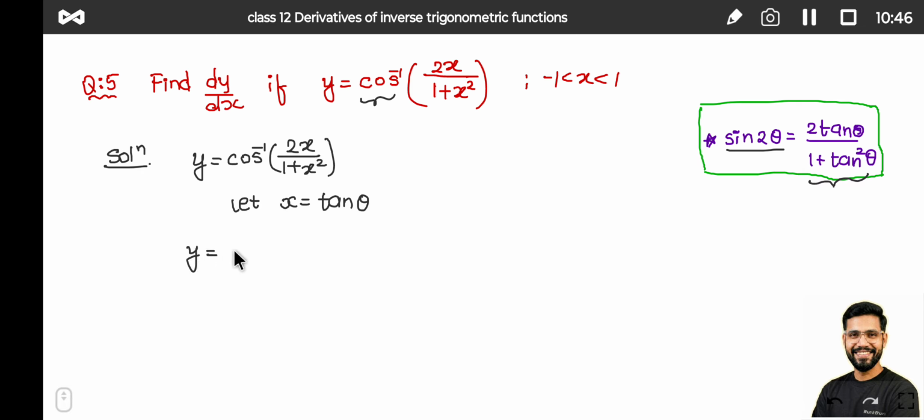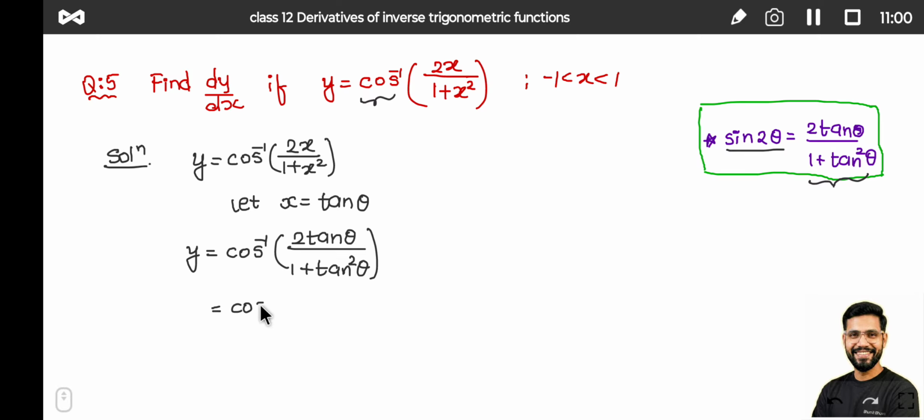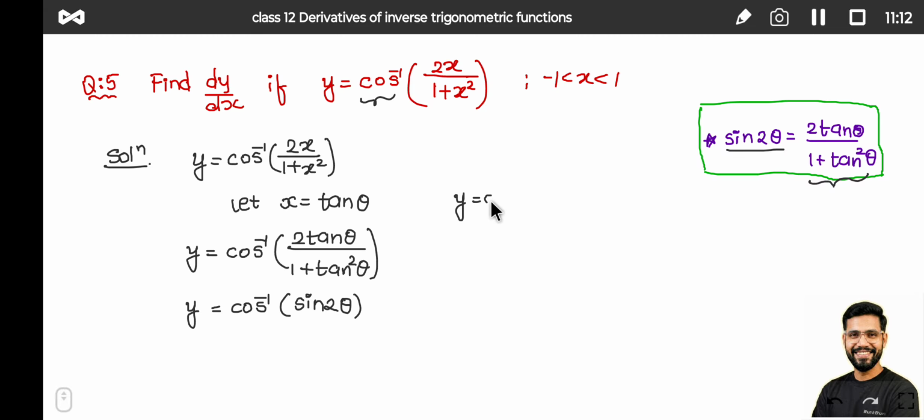So y can be written as cos inverse of, in brackets, 2 tan theta divided by 1 plus tan square theta. So cos inverse as it is, 2 tan upon 1 plus tan square, which is nothing but the formula for sin 2 theta. So y is equal to cos inverse of sin 2 theta. Now we have to write sin 2 theta in terms of cos. Just like in the previous question, how we have written, exactly similar. Sin 2 theta can be written as cos of pi by 2 minus 2 theta.